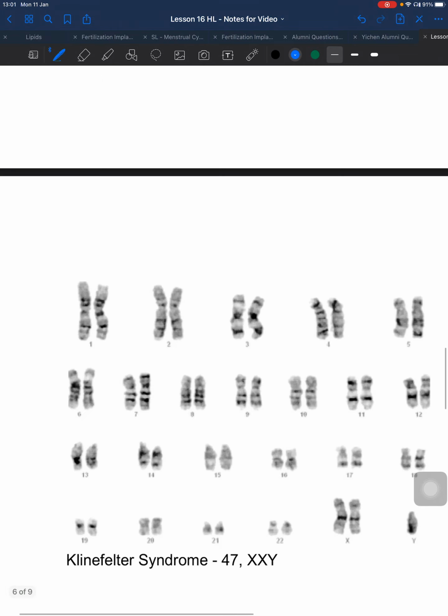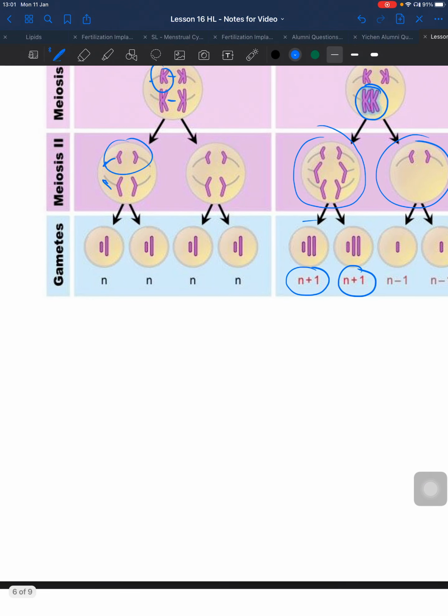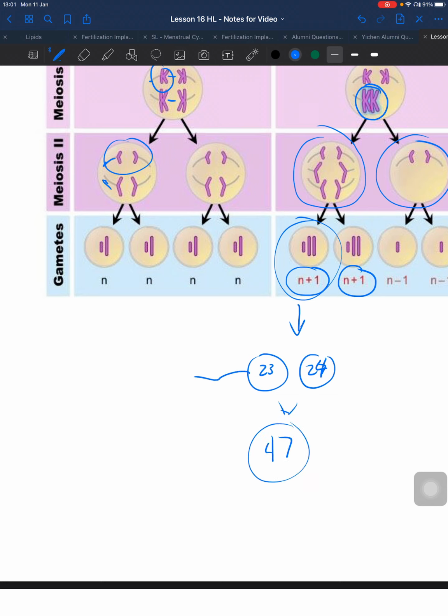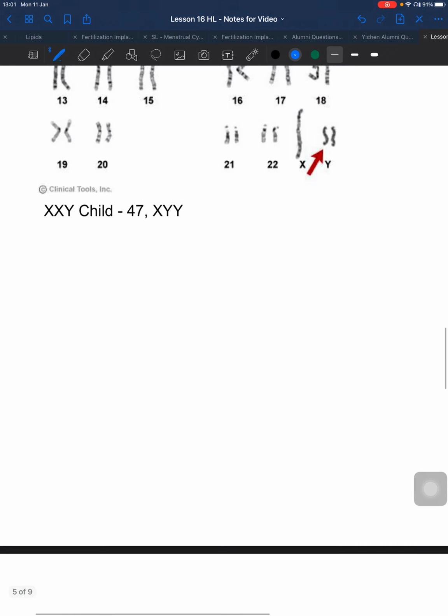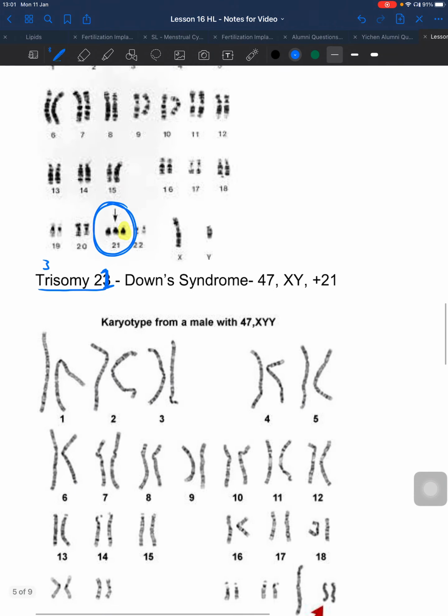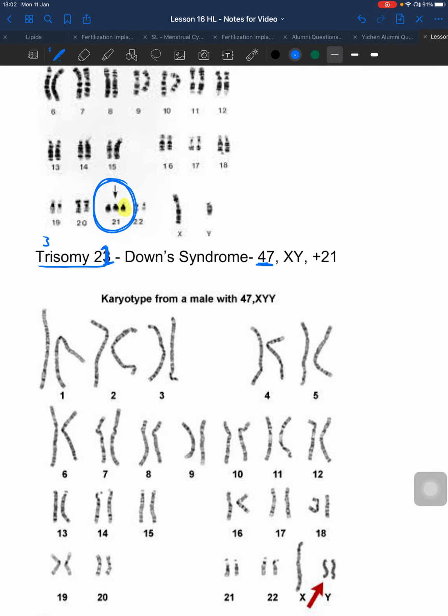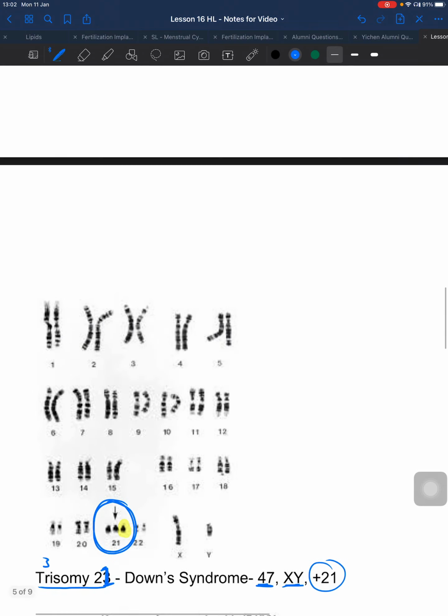And again, that's the result of one of these sperm or eggs, usually eggs, joining together with another one. So you have 23 plus 24, right? So here's the sperm, here's the egg, those join together, you get 47. Okay? And you might see it written like this: 47 chromosomes, male, plus 21. So that's the most common one you see.